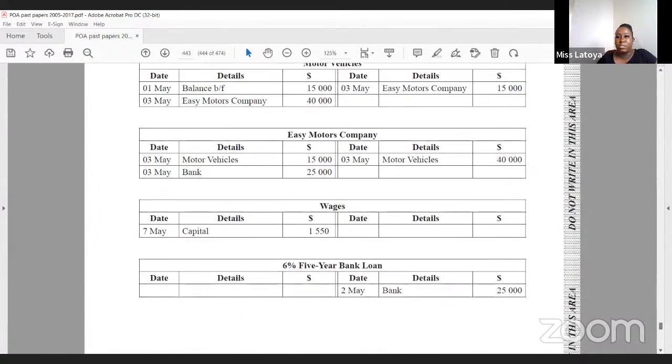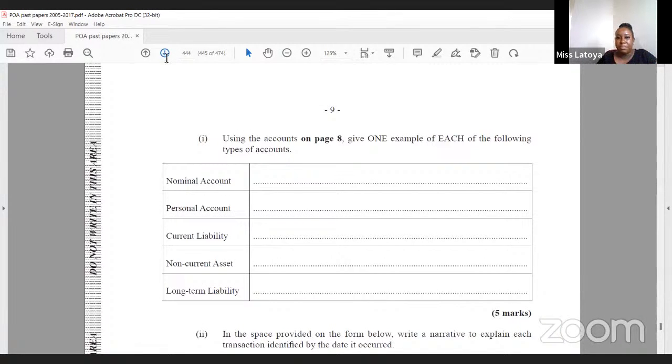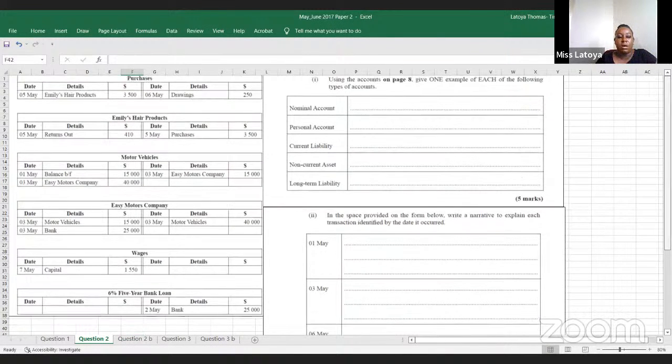Now, what does this question want us to do with all the information that was given? Let's see. They say, using the accounts on page 8, give one example of each of the following types of accounts. So we're going to go through the accounts and list one example of each of those accounts. So again, these are our accounts here, and we want to list one example of each of these accounts. This is question 2.